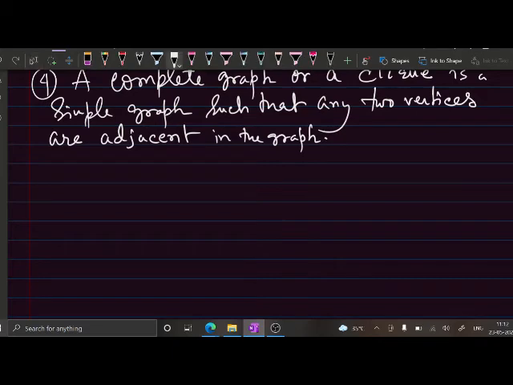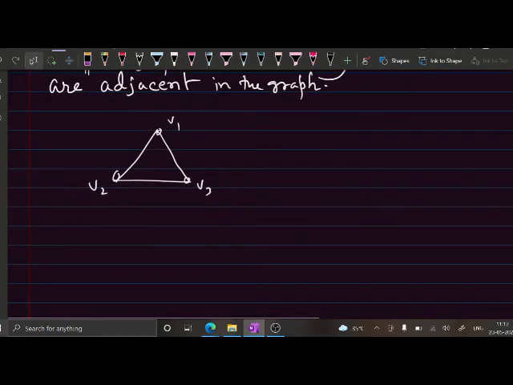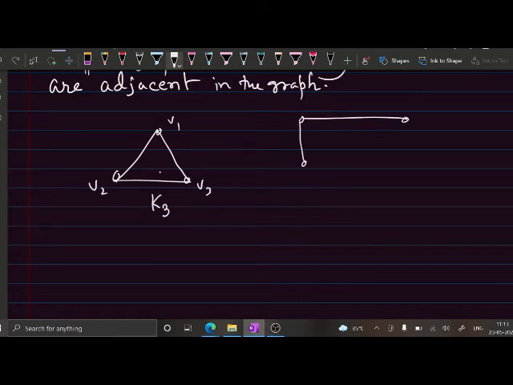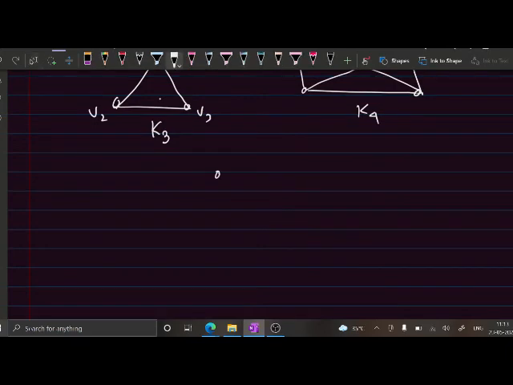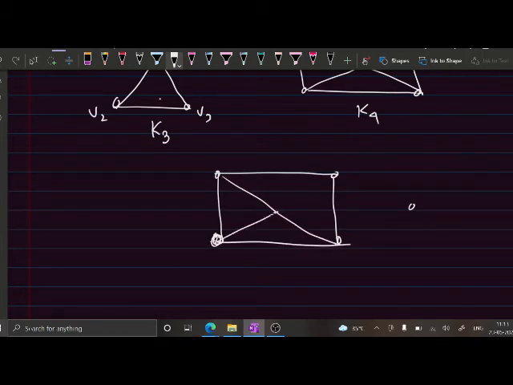That means suppose you take three vertices. So suppose this is V1, V2, V3. Here any two vertices are adjacent because there is an edge in between them, and this complete graph is denoted by K3. So for three vertices, we denote the complete graph as K3. If you take four vertices, then this is called K4, where any two vertices are adjacent. Okay. If you take five vertices, suppose, any two vertices are adjacent, and there must be another one.